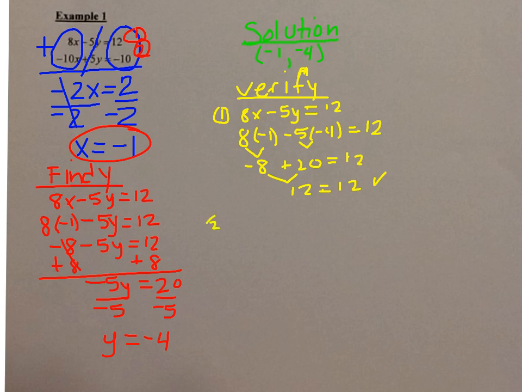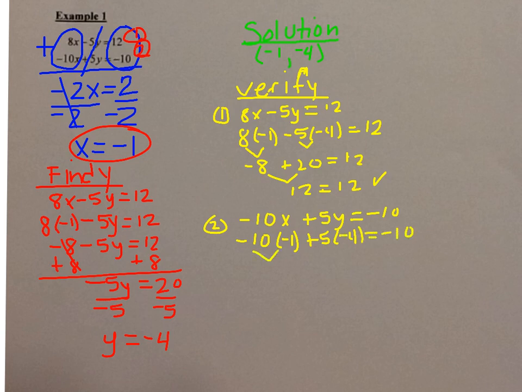Now we have to do equation 2. Negative 10x plus 5y equals negative 10. Plug in x, which is negative 1. Plug in y, which is negative 4. And is this going to equal negative 10?